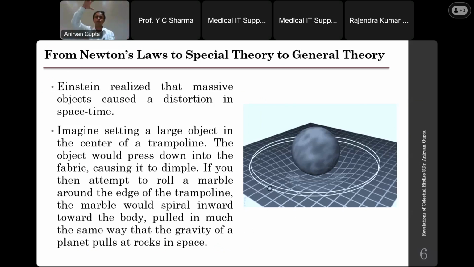If you then attempt to roll a marble, suppose you have a fabric, you drop a massive object in the center, and at the edge of the fabric I leave a marble. The marble would make a spiral and fall toward the center of the trampoline. This is the same way that gravity pulls everything in space. So that is basically what happens.